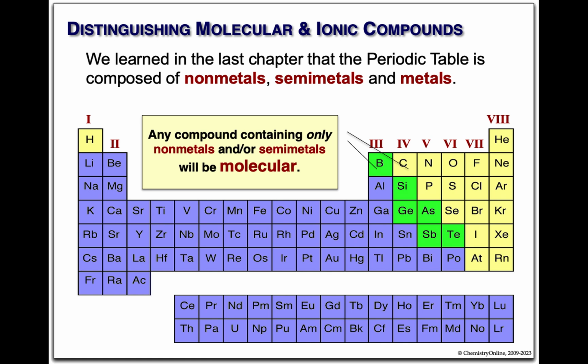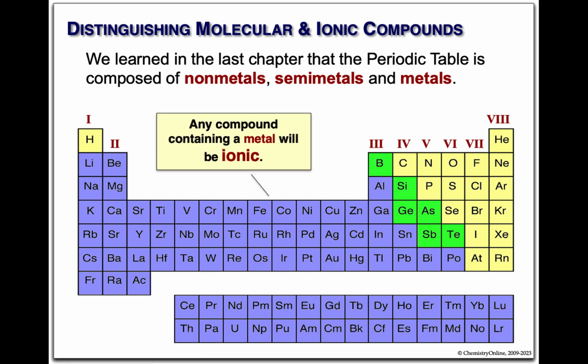Remember, hydrogen is over here. It's technically either one, but we'll call it a nonmetal now. If your compound contains a metal, any metal at all, it will be ionic. Very simple. Look and see where your compound is. If it's a metal, it's ionic. If it's not, it's molecular.